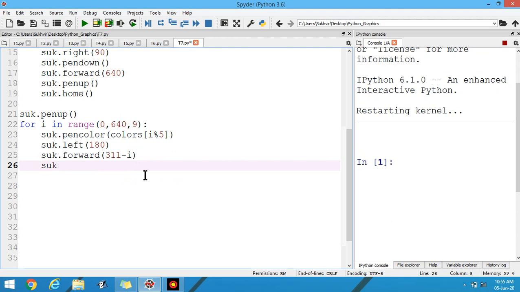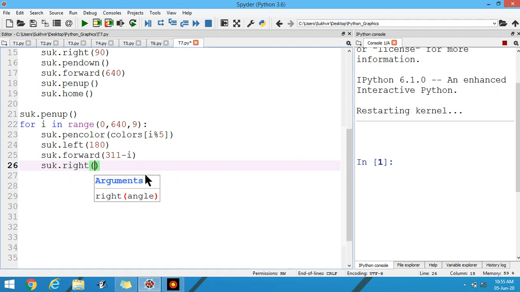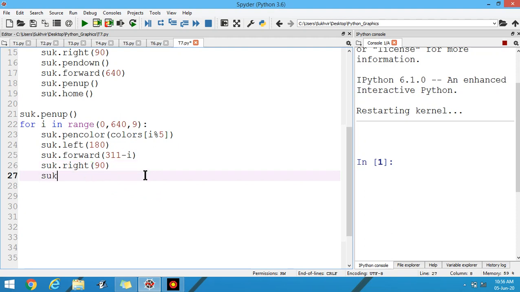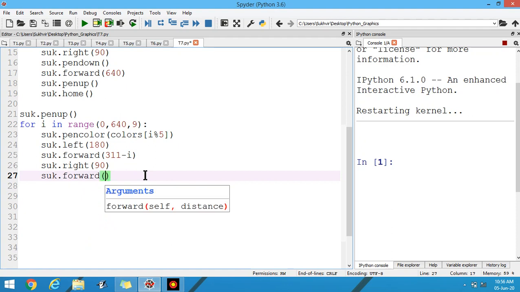And suk dot right at an angle of 90 degree, then suk dot forward, let us say 279, because previously the distance was 270. 9 distance is more because I have to start from the upper side.